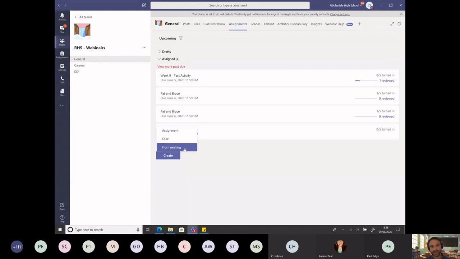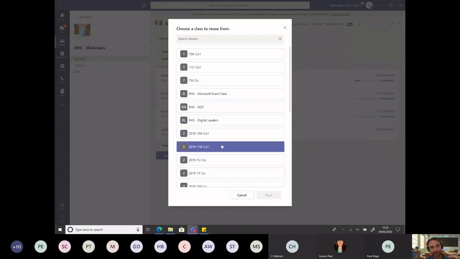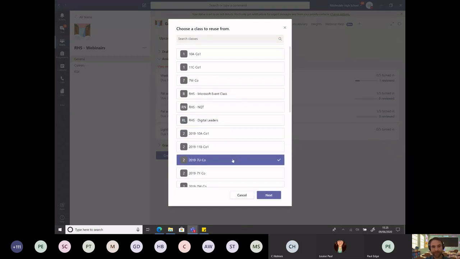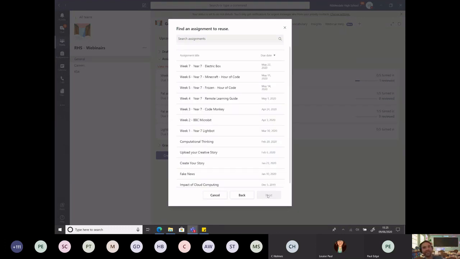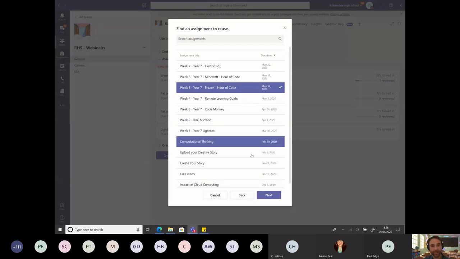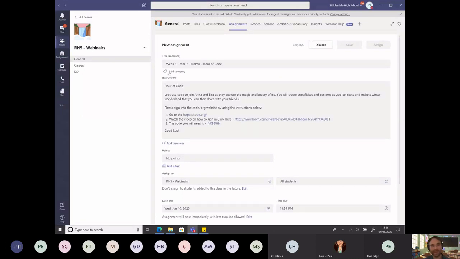So I can simply go from existing, and these are all my classes. If I go to 7U and I press next, these are all of my assignments that I've been setting, so you can see the way that I've labeled them. Week 1 Lightbot, week 2, and these are the works that I've currently set during this remote learning. And I might say, for example, I want to reuse this one that I've set here. So I would click on it and I press next. There's the assignment, week 5, year 7, frozen hour of code.